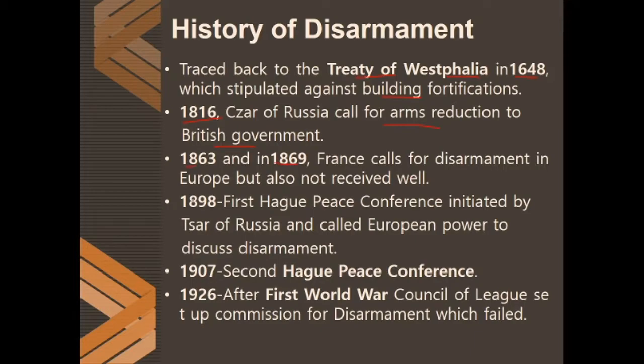Then in 1891, the first step towards disarmament happened, and it was the first Hague Peace Conference initiated by the Tsar of Russia, who called European powers to discuss disarmament. So what was the Hague Peace Conference? It was a series of international treaties and declarations negotiated at two international conferences, the first Hague Peace Conference and the second Hague Peace Conference, that happened in the Hague, Netherlands.